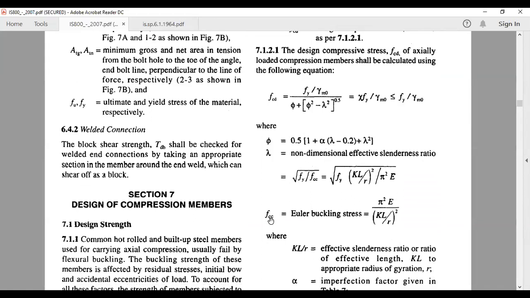For that, you need to first calculate this FCC, pi square E divided by KL by R. In our problem, this R is RXX, the least radius of gyration.